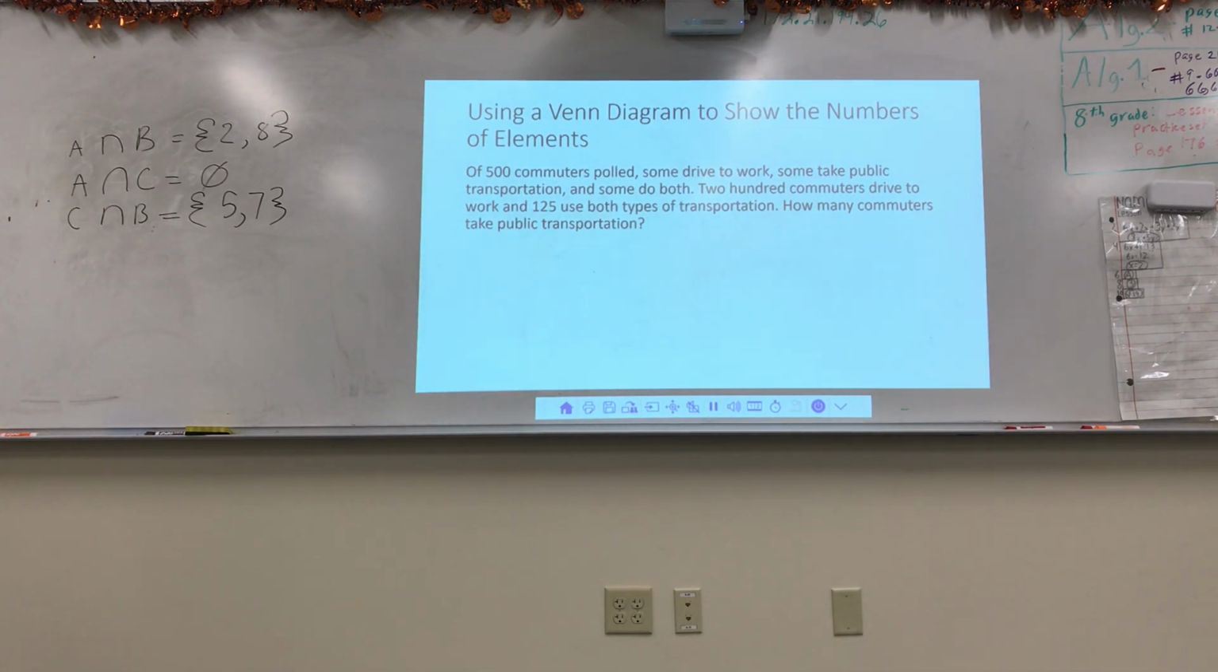Using a Venn diagram to show the number of elements. All 500 commuters were polled. Some drive to work, some take public transportation, some do both. 200 commuters drive to work and use both types of transportation. How many take public transportation? So 200 commuters drive to work. Okay, and 125 use both types.